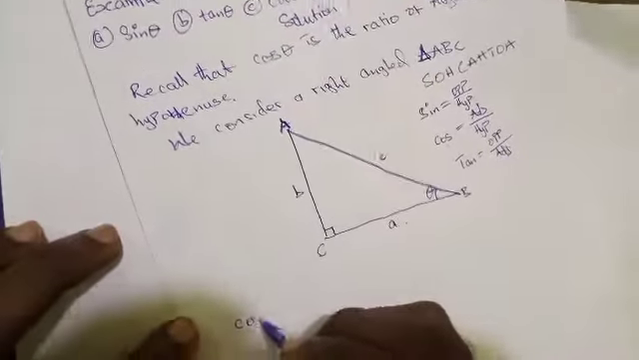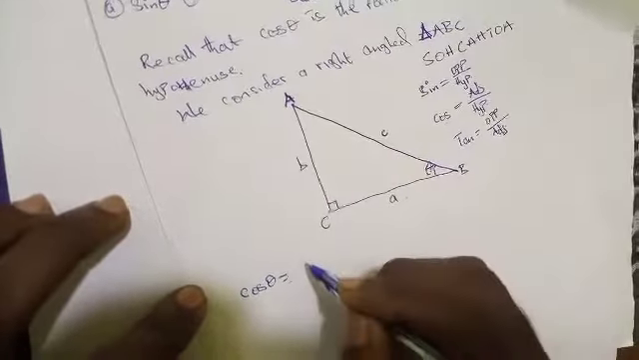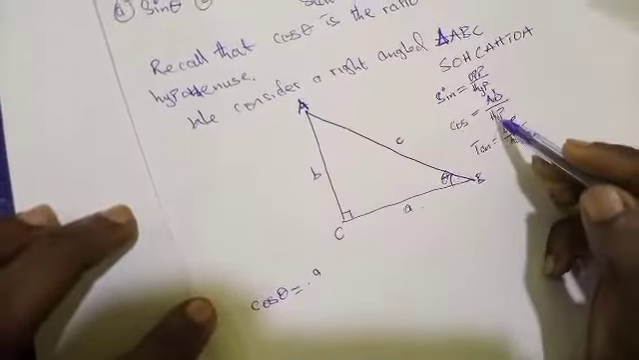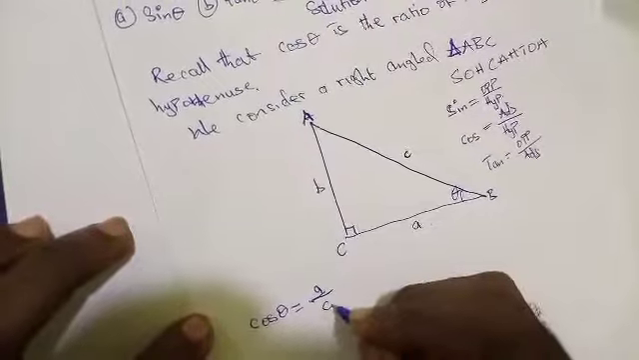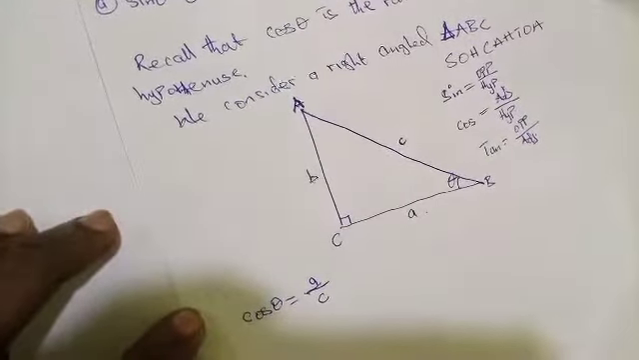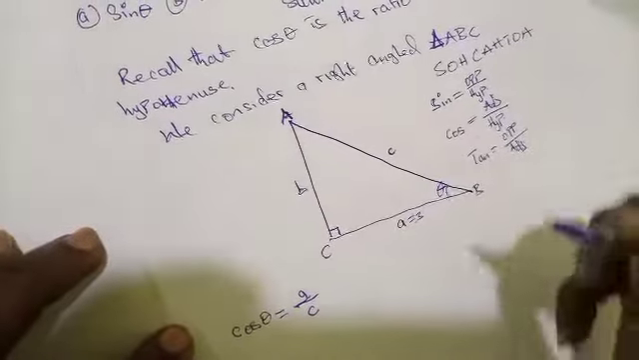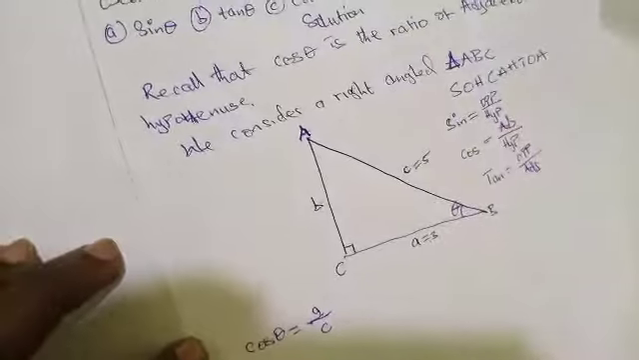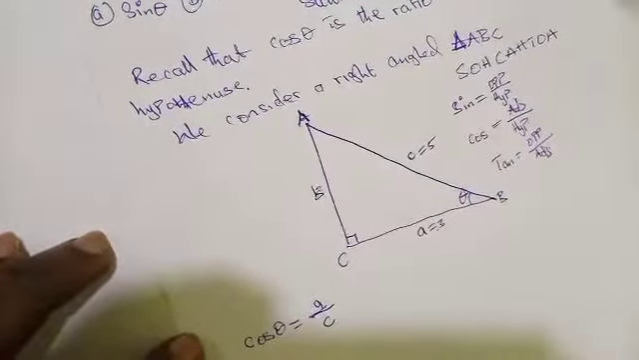Cos theta now is equal to A, which is our adjacent, over C, which is our hypotenuse. But in the question now, our A is equal to 3, and our C is equal to 5. But the B is not given, which is the opposite.